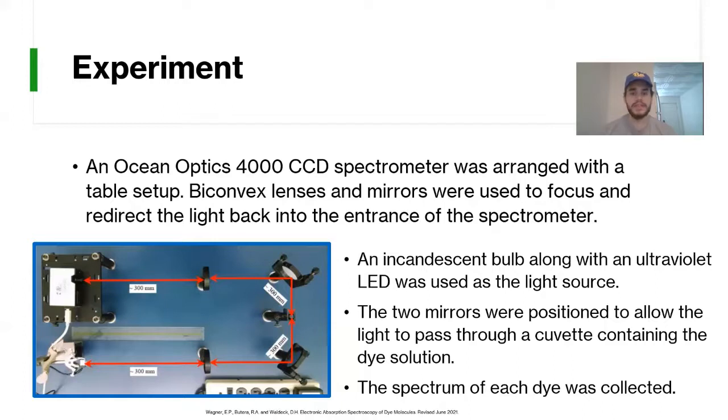In this experiment, we used an Ocean Optics 4000 CCD spectrometer. 2 biconvex lenses and 2 mirrors were used to redirect the path of our light. 2 bulbs, an incandescent bulb along with an ultraviolet LED, were stacked on top of each other. Once emitted, the light is redirected and passed through a cuvette containing our dye solutions. The light is eventually directed back into the spectrometer. This yields an absorption spectra for each dye.